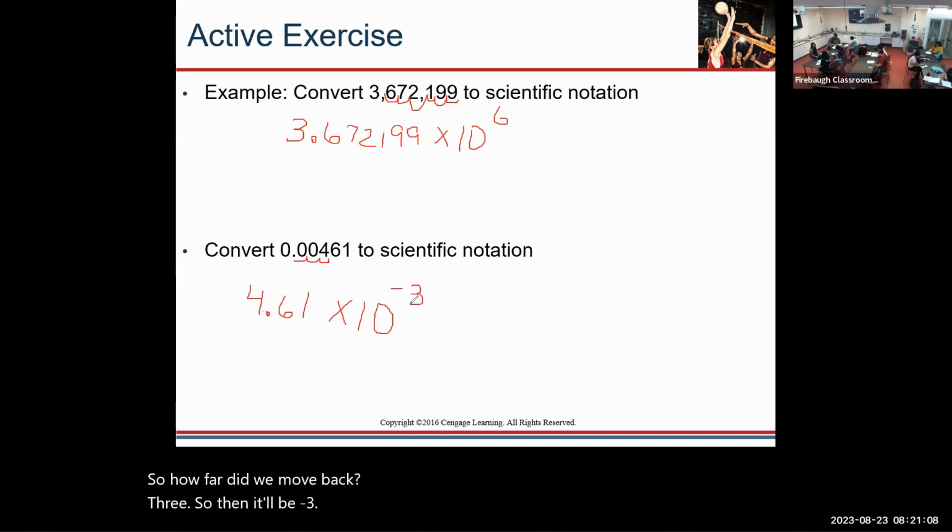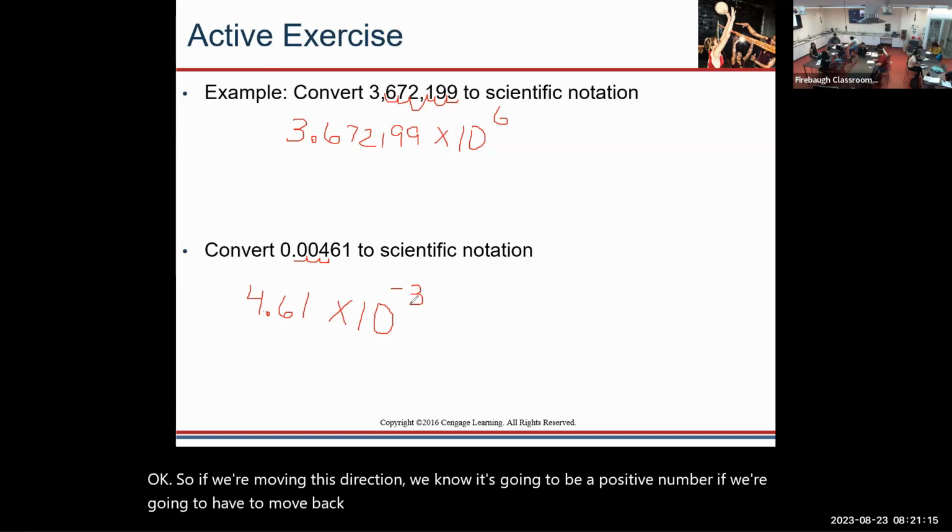Okay, so if we're moving this direction, we know it's going to be a positive number. If we're going to have to move back the other direction, we know that's going to be a negative. Does that make sense? Okay, so let's see.